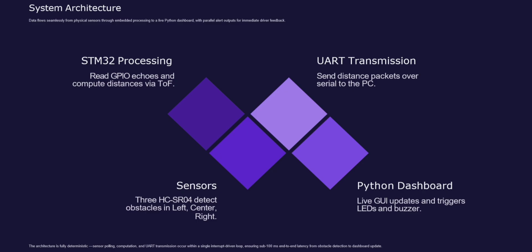This block diagram shows the working of the system. The 3 ultrasonic sensors continuously detect obstacles and send the measurements to the STM32 microcontroller. The STM32 calculates the distances and applies the ADAS warning logic. The processed data is then transmitted to the Python dashboard through UART protocol. Based on the measured distance, the LEDs and the buzzer provide warning indications to the driver.